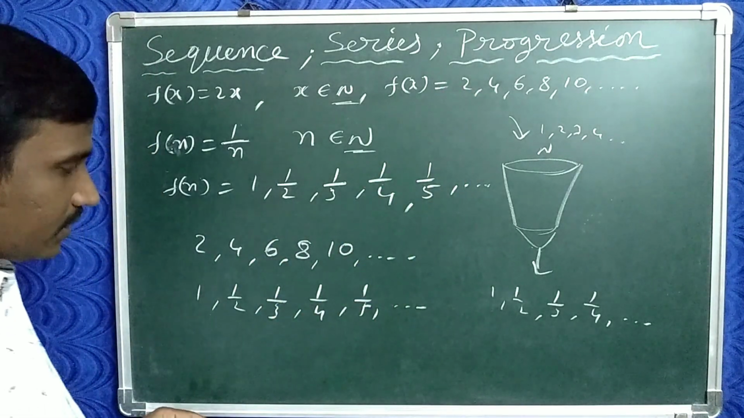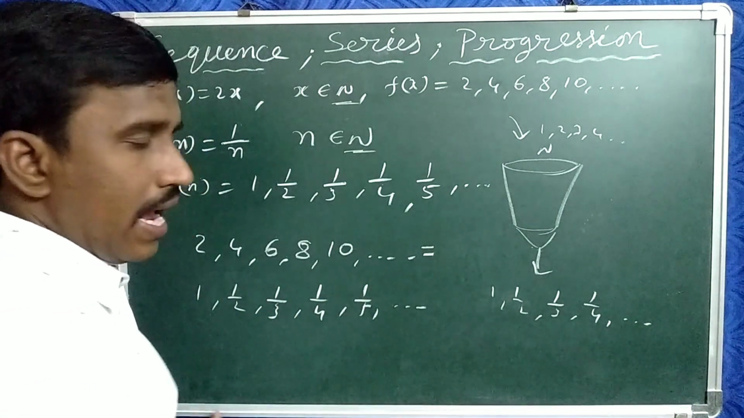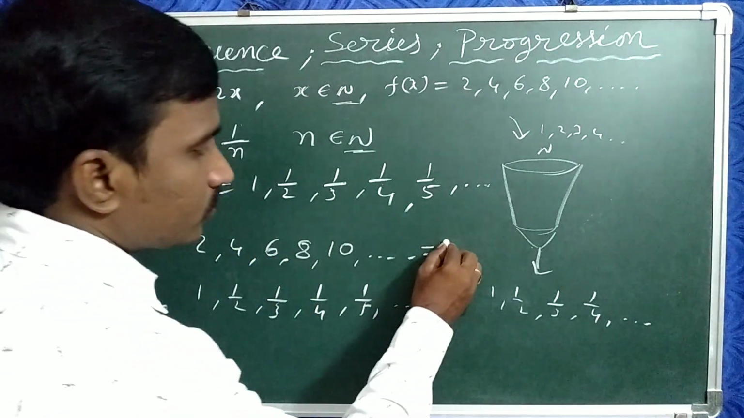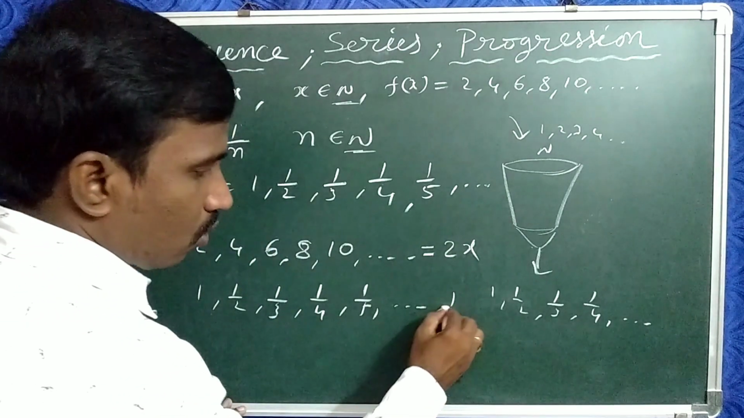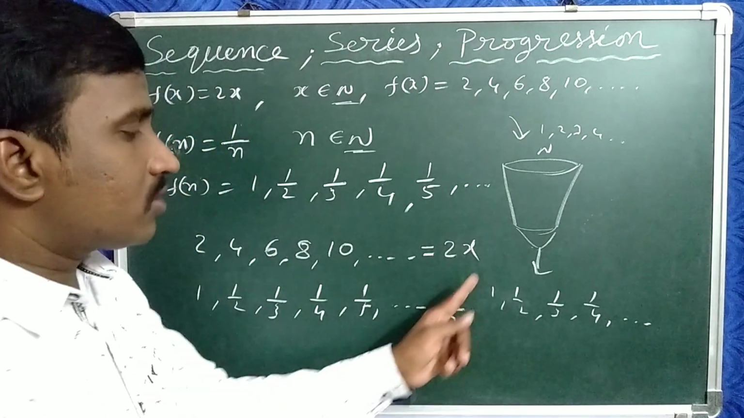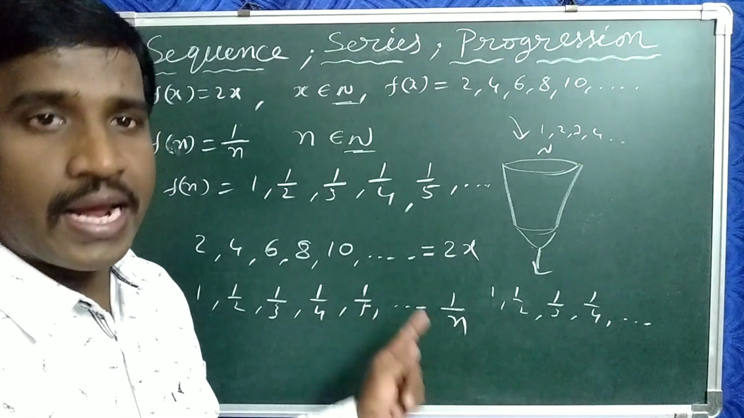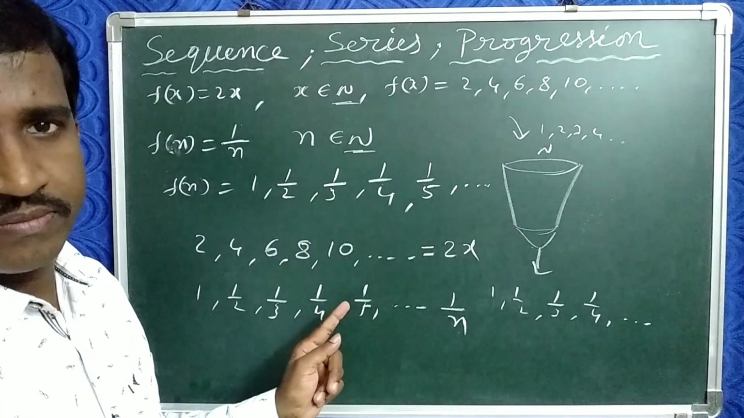But in a sequence, the nth term can be expressed in a general form. Here, 2x is the general form. Here, 1 by n is the general form. But here, x belongs to the set of natural numbers, and n belongs to the set of natural numbers. That's why these two are sequences.